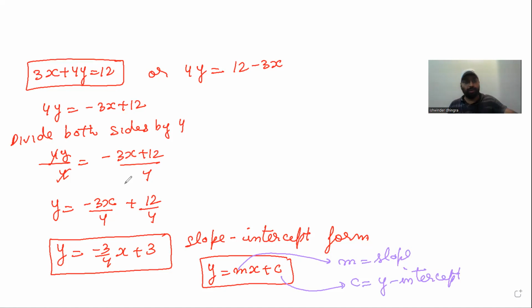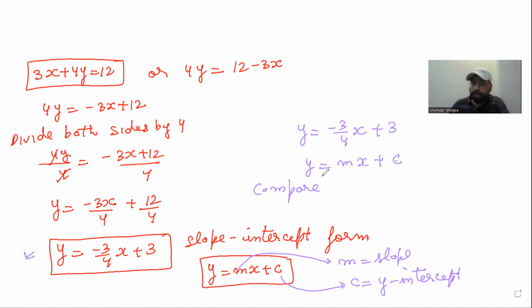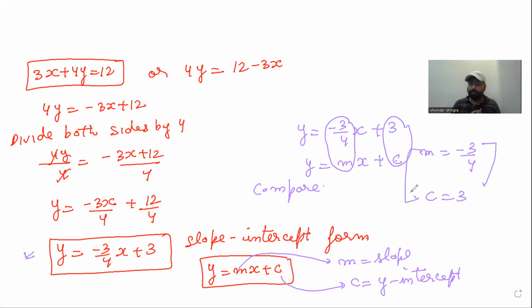Great. Now, first of all, let's try to find out the slope in this equation. We are given y equals minus 3 by 4x plus 3, right? We just need to compare it with the general equation. If you compare it, can you see this representation? I can say that the slope is minus 3 by 4. And what is the y-intercept? The c value, that is 3.